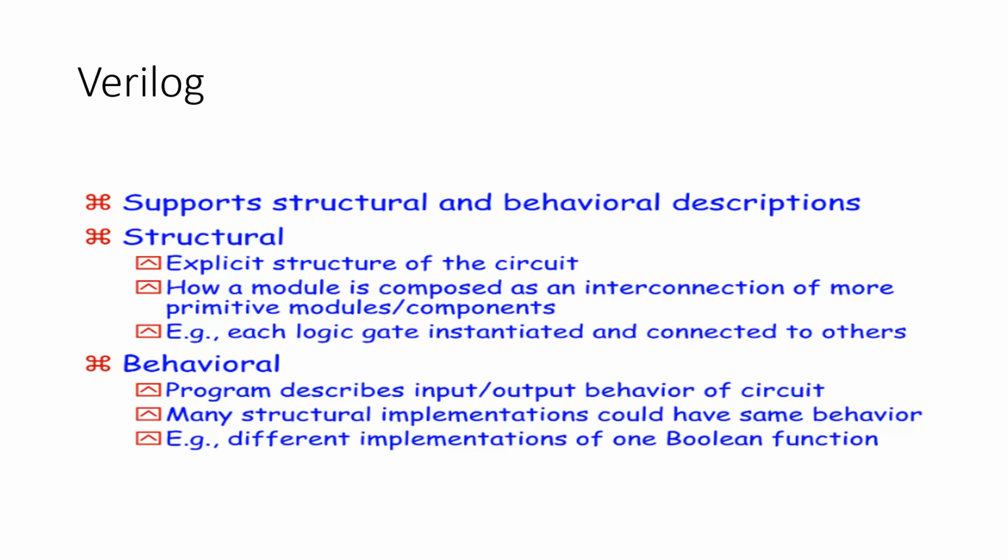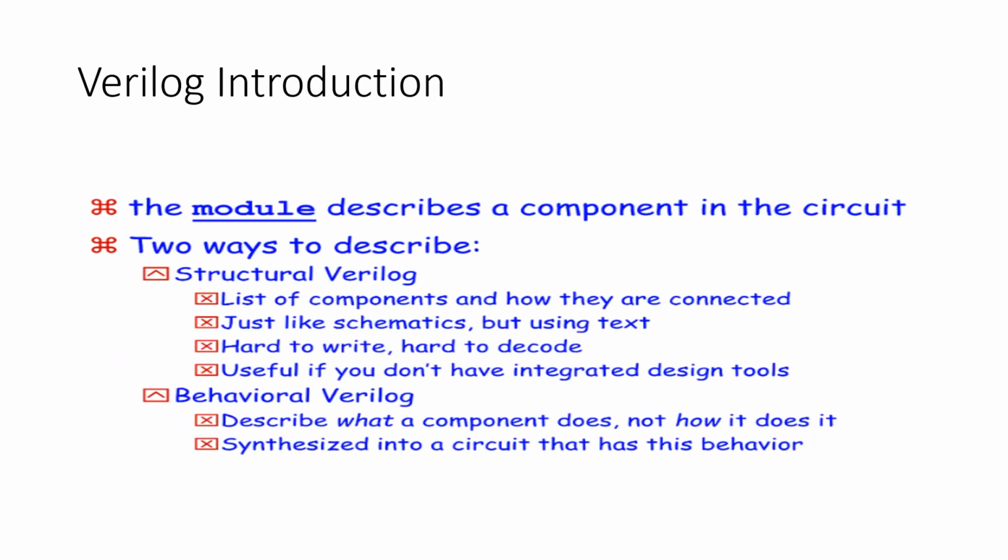Coming to the first description, the data flow description. Data flow modeling explains how data moves from inputs to outputs. Instead of describing gates, we write Boolean equations that define the output. The second type is the behavioral description. Behavioral modeling explains how the circuit behaves rather than how it is built. Here it uses always block and initial block to describe operation.